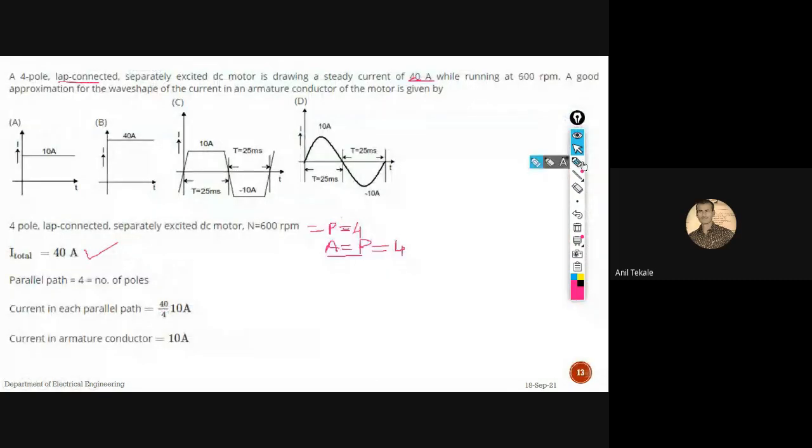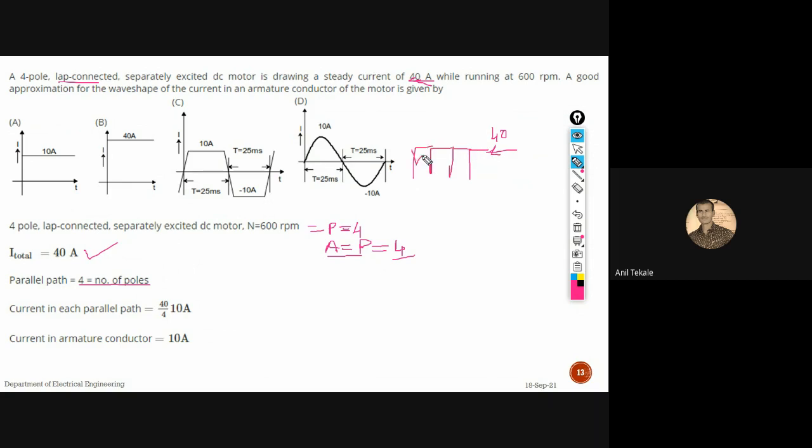So now, parallel paths is equal to number of poles, which is 4. So there are 4 paths and there is a 40 ampere current. Okay, and there are 4 paths: 1, 2, 3 and 4.